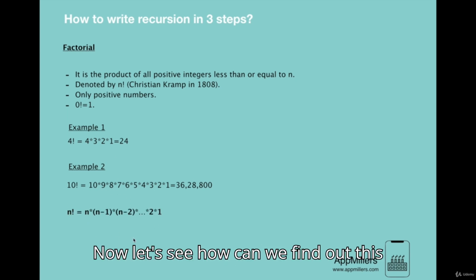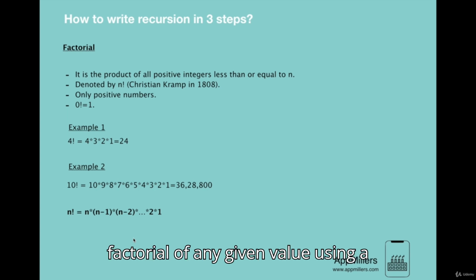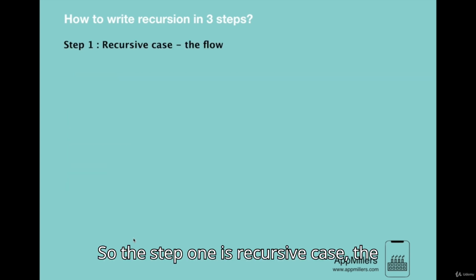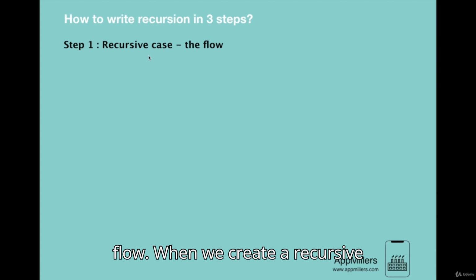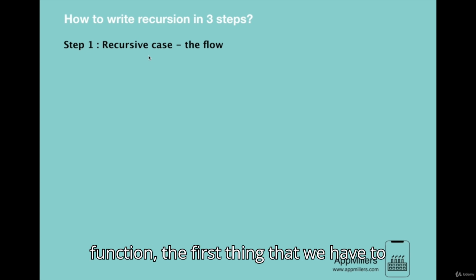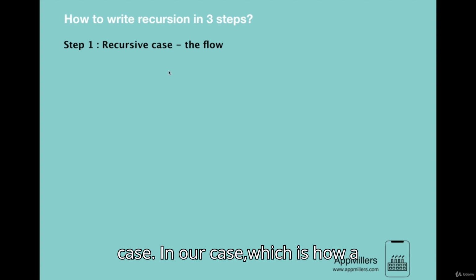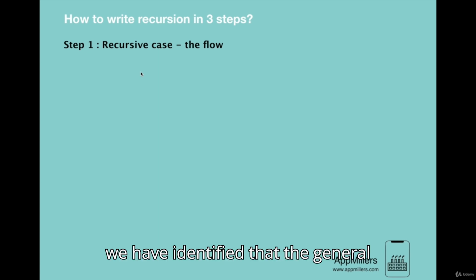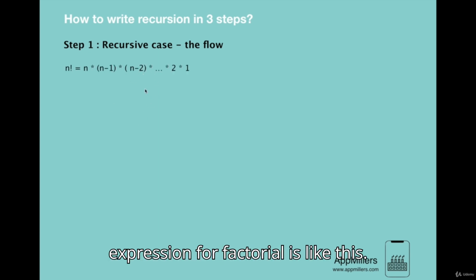Now let's see how we can find the factorial of any given value using a recursive method in 3 steps. Step 1 is the recursive case, the flow. When we create a recursive function, the first thing we have to do is identify the recursive case. In our case, that is how a factorial function is defined using factorial functions. So we have identified that the general expression for factorial is like this.